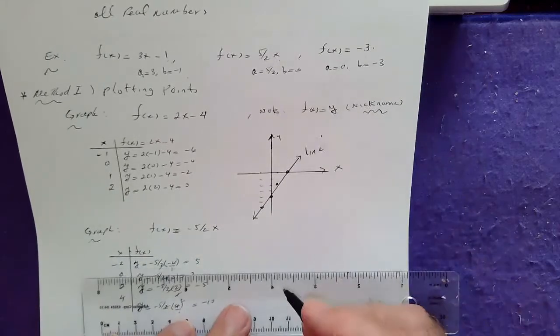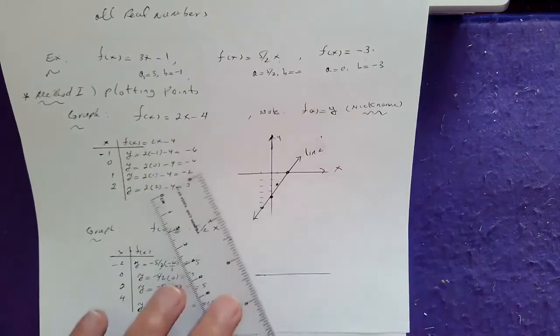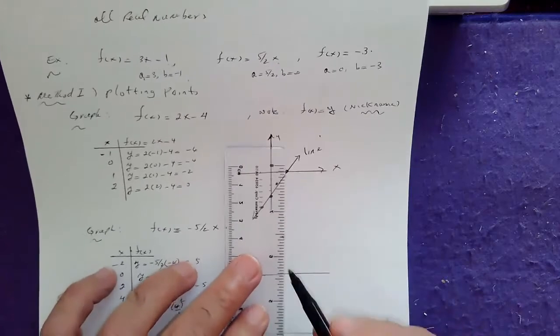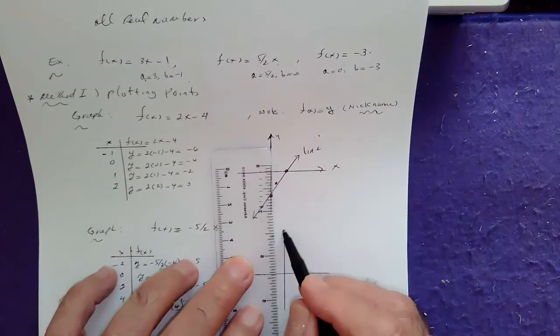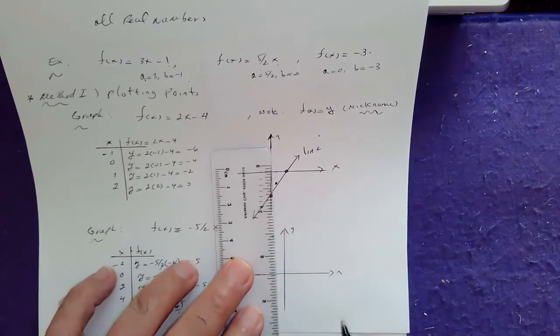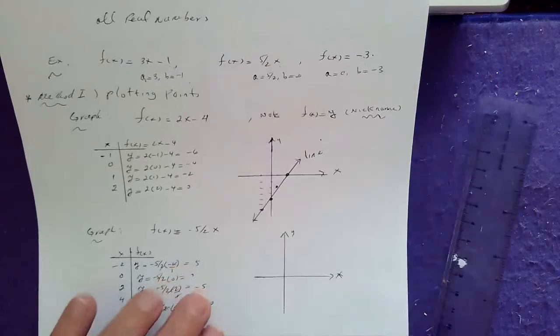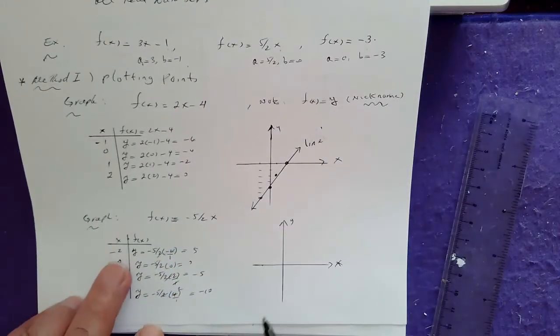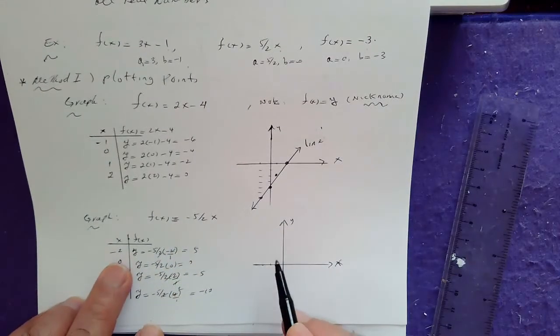So now we are ready to plot the dots, connect the dots, and see what we come up with. What do we expect to come up with? A line, right? So let's see if we do. Negative 2, 5: 1, 2, 3, 4, 5.